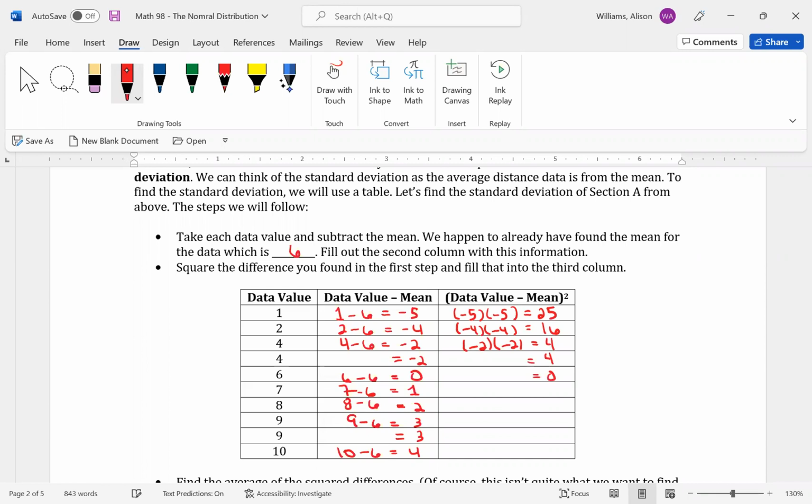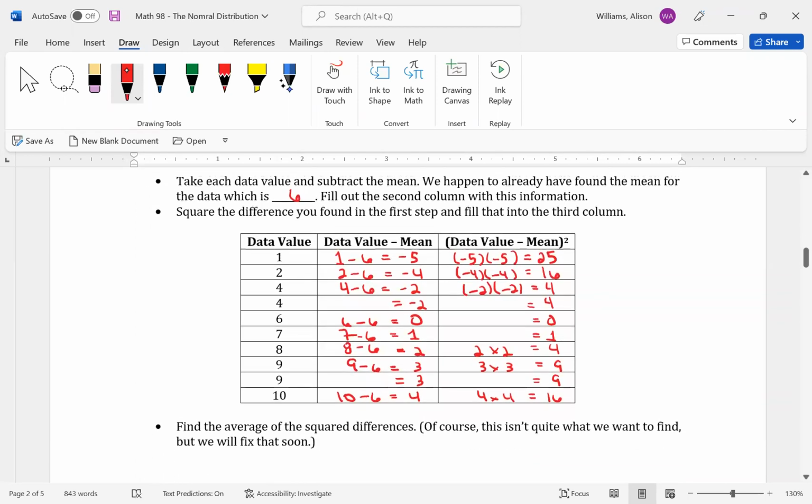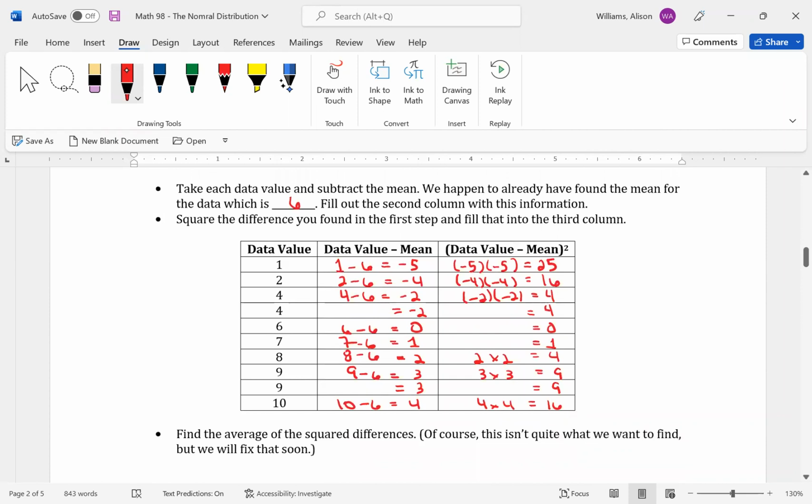1 times 1 is 1. 2 times 2 is 4. 3 times 3 is 9. I'm going to get 9 again. And then 4 times 4 is 16. All right, so there we go. We did the squares. Now find the average of these squared differences.